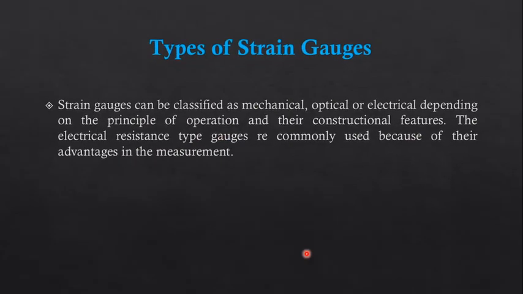Now we are going to discuss different types of strain gauge. The strain gauge can be classified as mechanical, optical or electrical depending upon the principle of operation, and their constructional features, right? So how it can perform its measurement. The electrical resistance type gauges are commonly used because they are advanced in measurement. So we are mostly using the resistive type, the change in resistance type gauge, for our electrical measuring device.